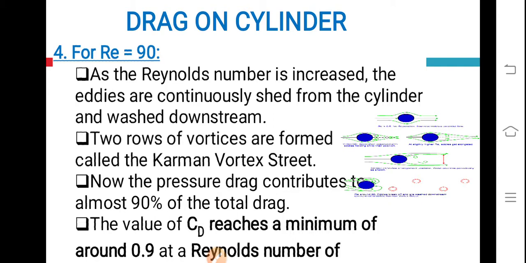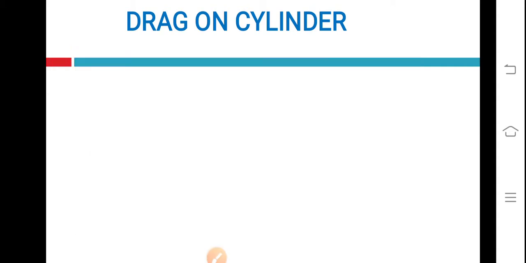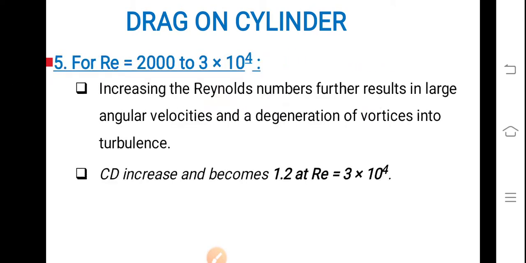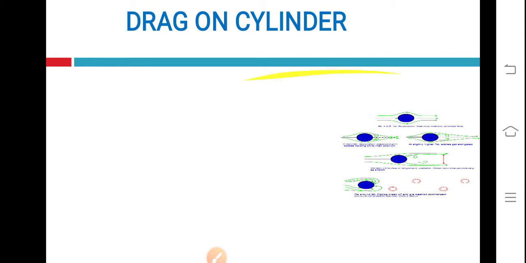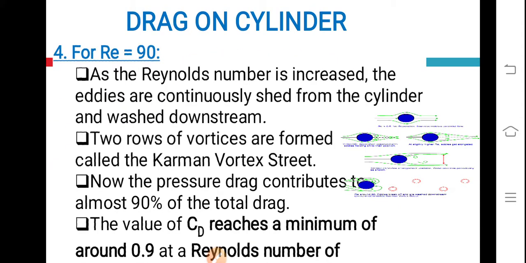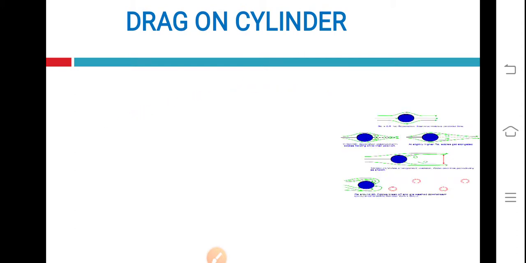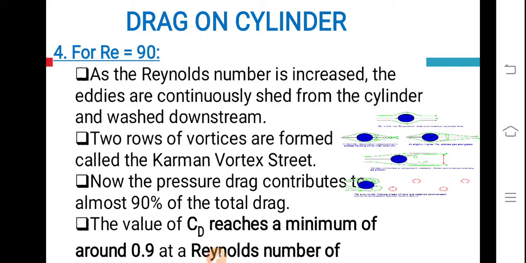Now the pressure drag contributes almost 90% of the total drag. The value of CD reaches a minimum of around 0.9 at that Reynolds number.